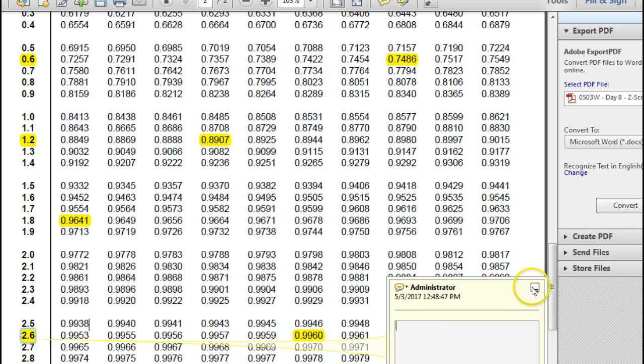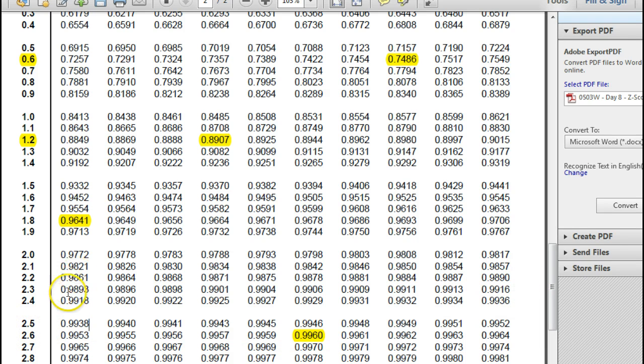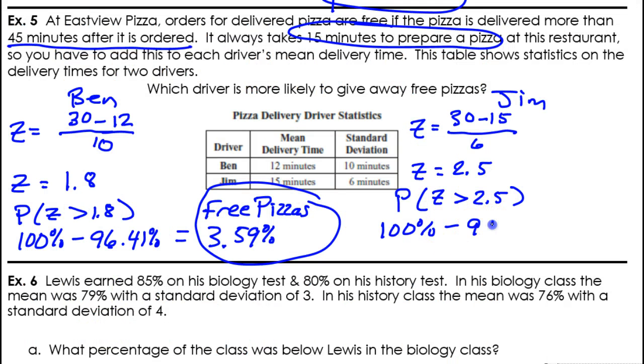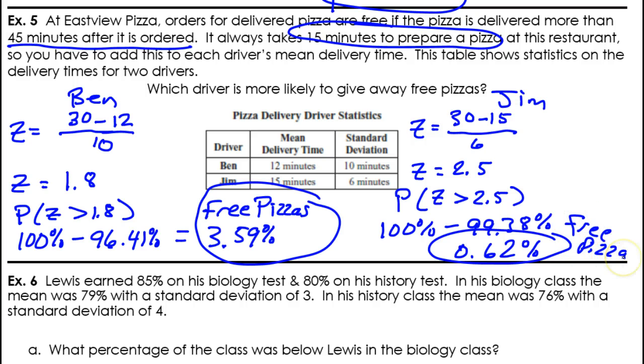Hold on. This makes me nervous. So here's the 2.5, and we want the 0. So we're subtracting 99.38%. All right, what do you get when you do that subtraction? 0.62%. So this is Jim's free pizza. So obviously, who's giving away more free pizzas? Yeah, Ben is giving away more free pizzas than Jim.